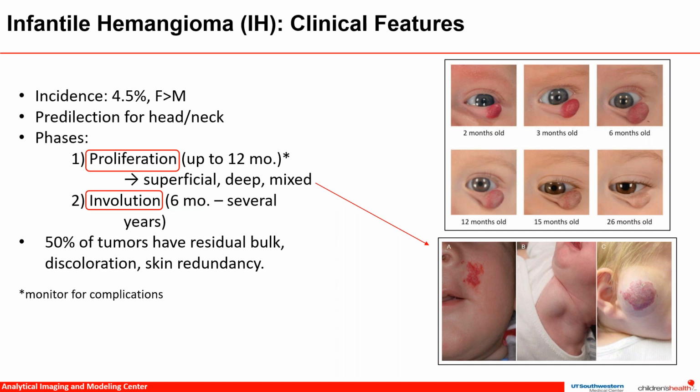Once involution is complete, about 50% of tumors have residual bulk, discoloration, and skin redundancy, which can be unsightly as well as cause functional deficits depending on the anatomic location. Treatment at this stage is often sought to improve appearance and functioning for the child, unless complications warranted earlier treatment.